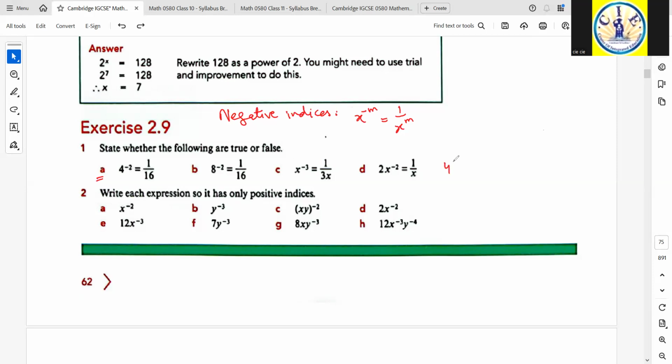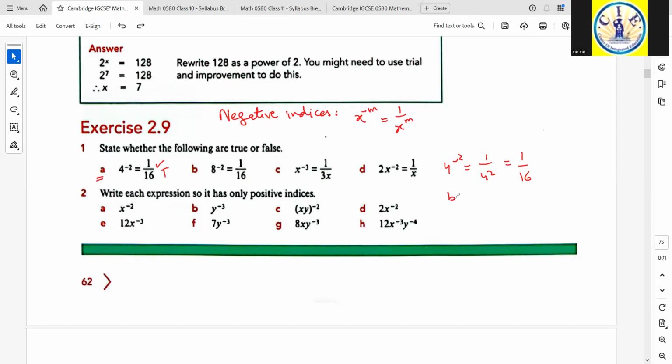4 raised to power negative 2. It can be written as 1 divided by 4 raised to power 2, which can be simplified to 1 by 16. So yes, it is the right hand side. So this one is true.